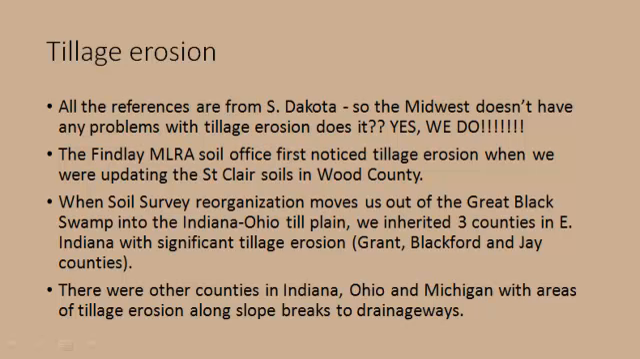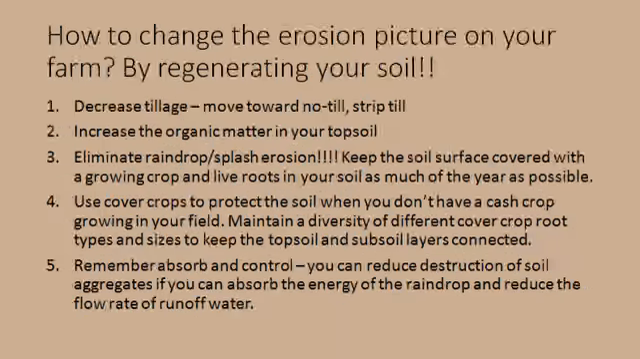Now, how do we change the erosion picture on your farm? By regenerating your soil. We begin by reducing tillage, ultimately being to a no-tiller, but if you need to use strip till to get there, do so. We need to increase the organic matter in your soil, because your soil is alive, and the organic matter is what feeds that living microbial herd. We need to eliminate raindrop and splash erosion, which is the beginning of water erosion.